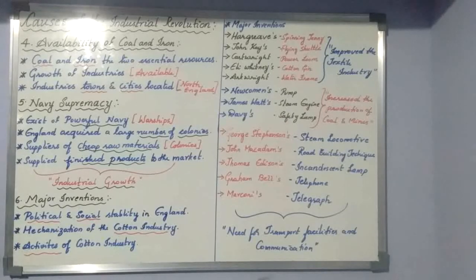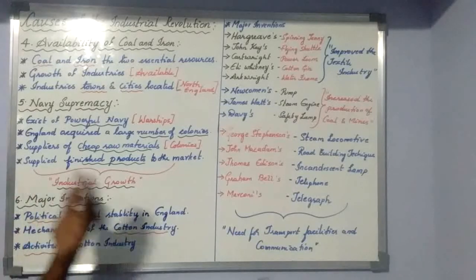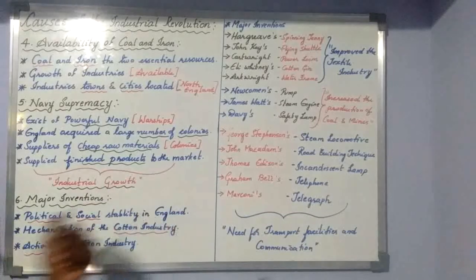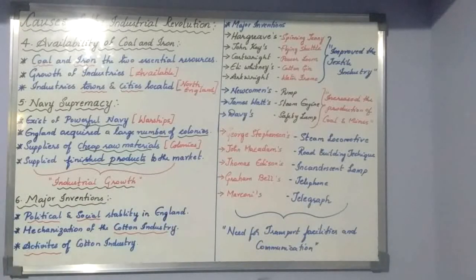The second cause is a stable government. The rich merchants and the kings had very close contact, and the kings gave the complete support of their government to the merchants to start up industries. The support of the British government given to the rich merchants made the industrial revolution possible only in England in the 18th century.